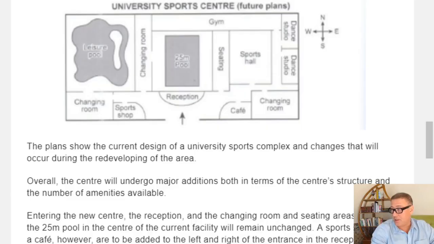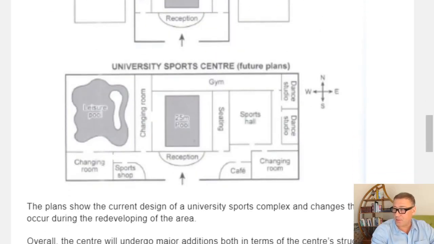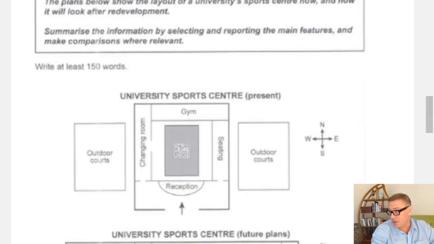Now, the way that I decided to think about this was to describe the current building and changes to that, and then the new additions to that building. So in the place where the outdoor courts are currently, what's going to happen in the future with those places, and how does the future overall structure differ because of that. So first I'm going to talk about this area in the center with the gym, changing room, pool, seating, and reception. So that's the current place.